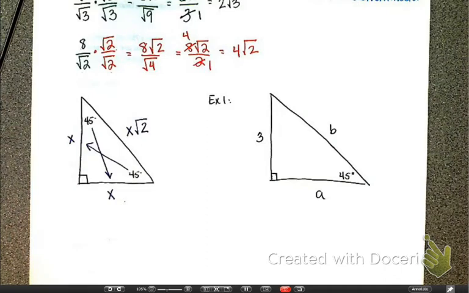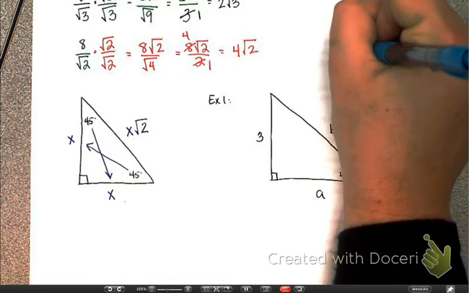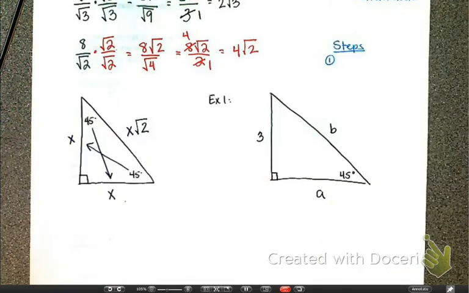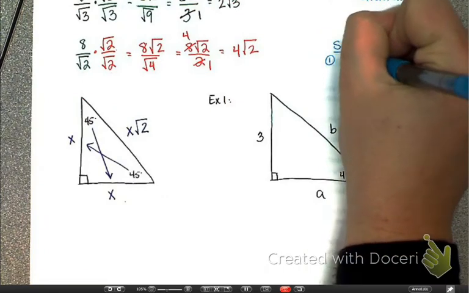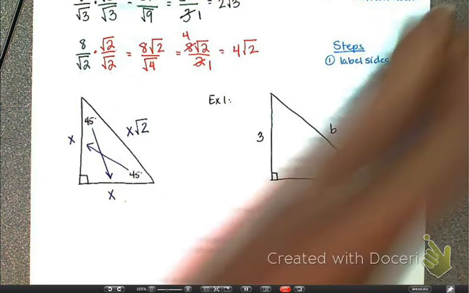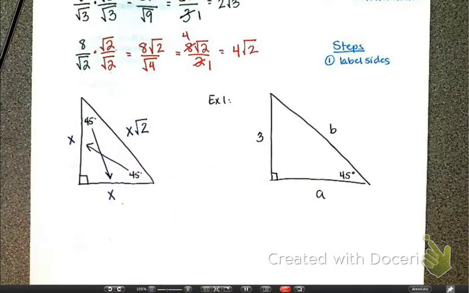So if I look at this triangle, what am I solving for? A and B. Everyone agree with that? I need to figure out what A and B equal. Okay, so step 1, we're literally going to write out steps. Step 1 is to label your sides. And when I say label, we're going to label it using this information here. Okay, so step 1 is to label.